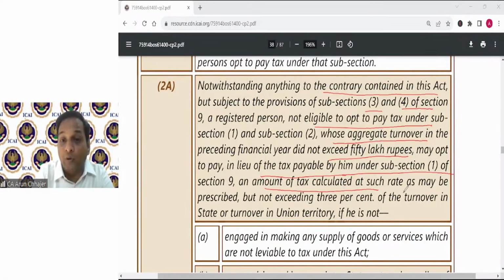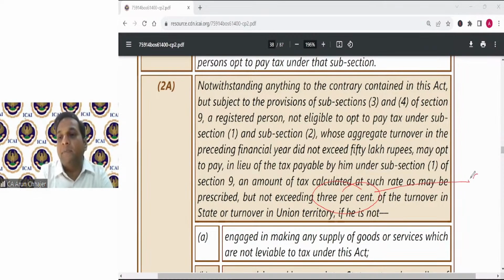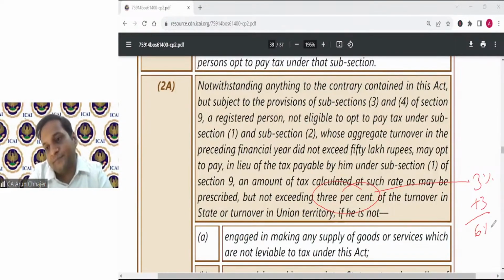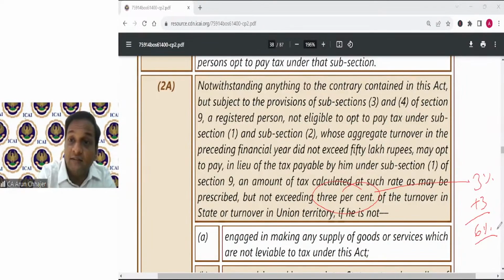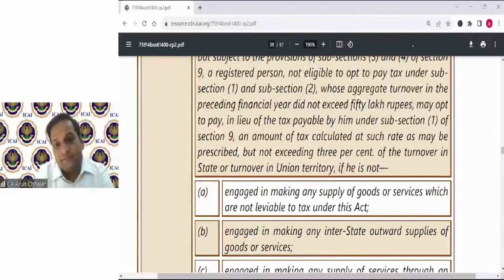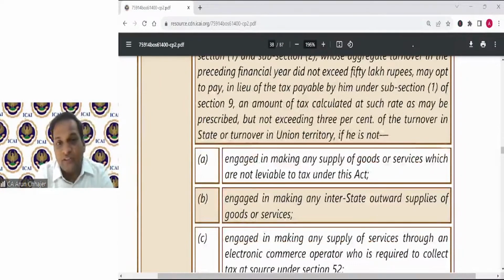prescribed but not exceeding. What is the rate not exceeding? 3%. We are reading the provision of the CGST Act, so an equal amount of SGST would be added. So 3 plus 3 would be 6%, at such rate as may be prescribed but not exceeding 3% of turnover in the state or UT.